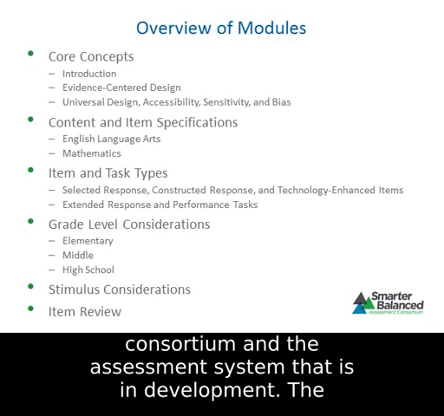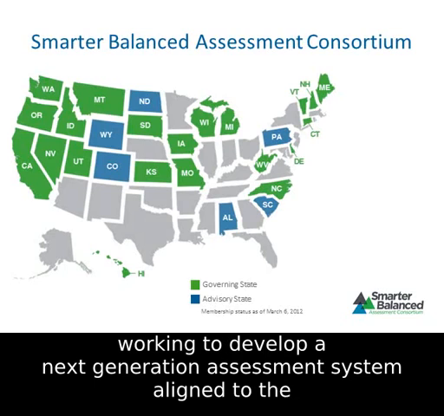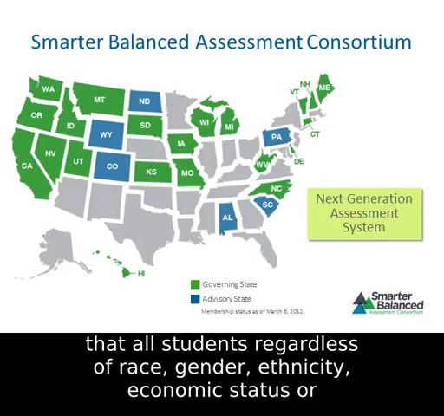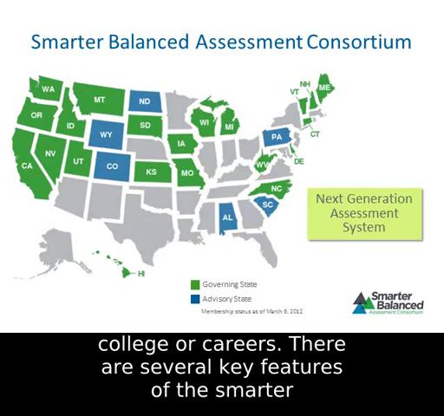Now, let's turn the focus to the Smarter Balanced Assessment Consortium and the assessment system that is in development. The Smarter Balanced Assessment Consortium is a state-led consortium working to develop a next-generation assessment system aligned to the Common Core State Standards. The goal of the consortium is to ensure that all students, regardless of race, gender, ethnicity, economic status, or background, leave high school prepared for post-secondary success in college or careers.